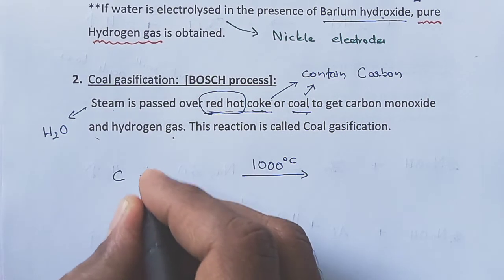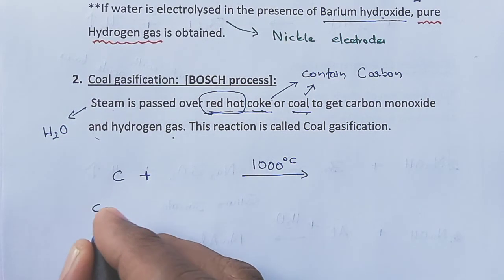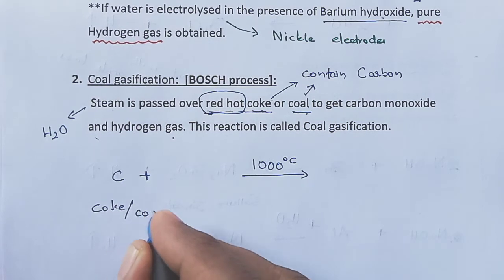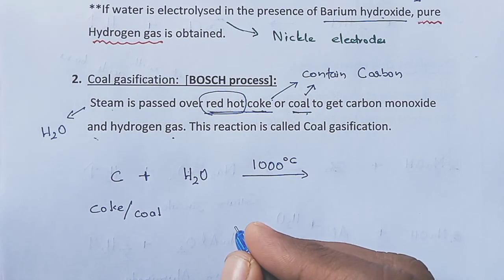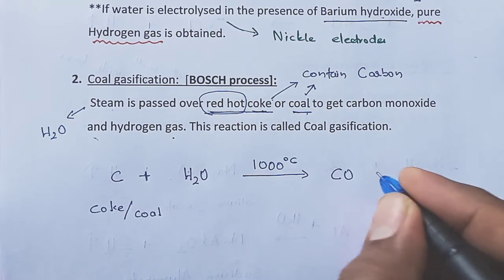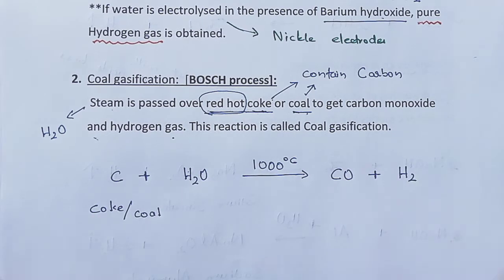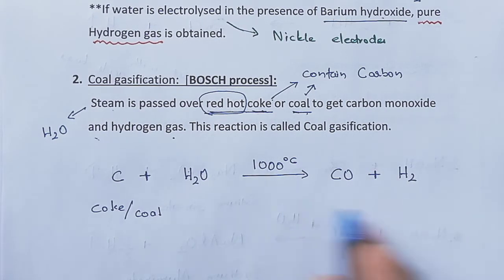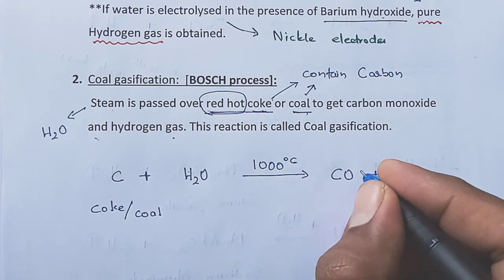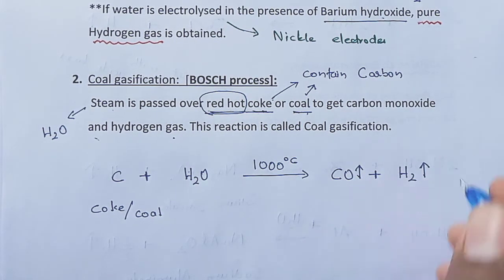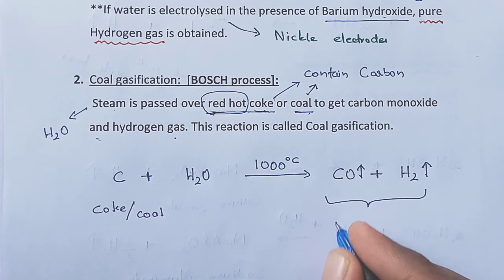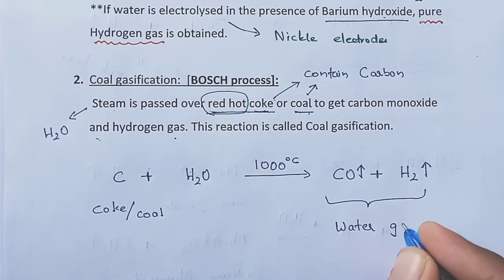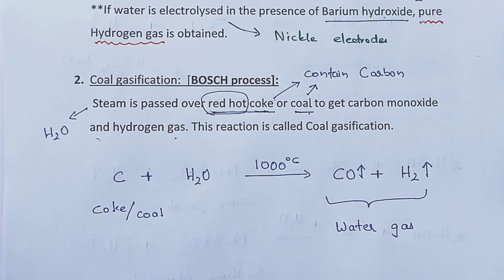So let us write the reaction. Red hot coke or coal. Onto this we are passing steam at 1000 degrees Celsius. Then we get a mixture of carbon monoxide and hydrogen. Here both of them are balanced. Carbon monoxide is a gas, hydrogen is a gas. That implies we are getting a gaseous mixture. That gaseous mixture is called water gas. So what is water gas? A mixture of carbon monoxide and hydrogen is called water gas.